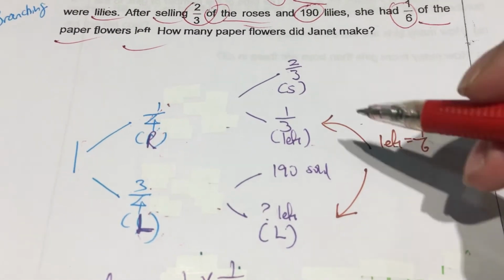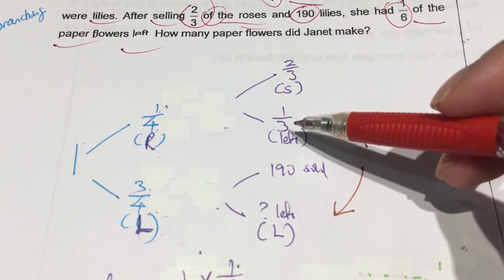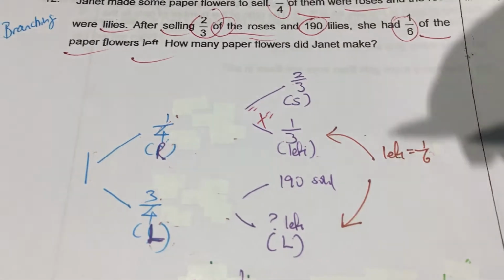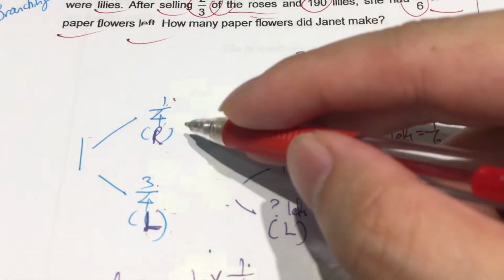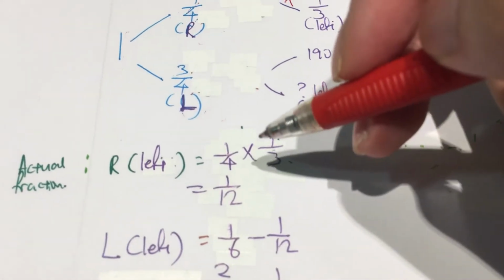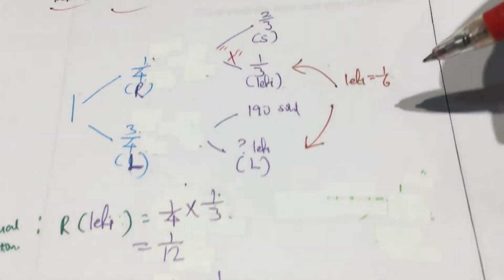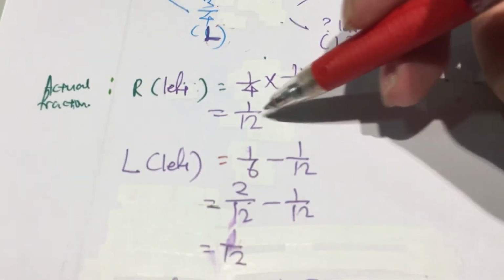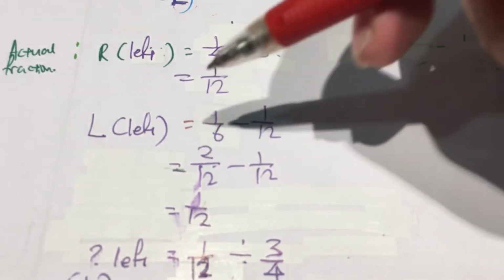So to find the actual fraction of roses that's left, we know that every branch means a times. So to find the actual fraction, it will be 1/3 times 1/4. Alright. So the actual fraction for roses left will be 1/4 times 1/3, which gives you 1/12. And when we take this actual fraction minus off this actual fraction, it will give you the actual fraction of the lilies that's left.